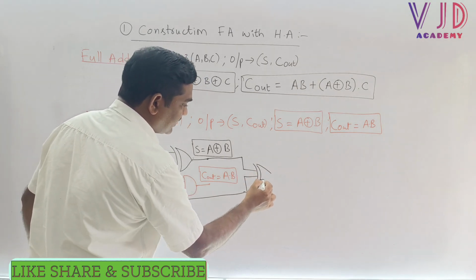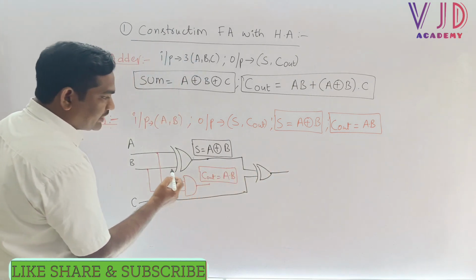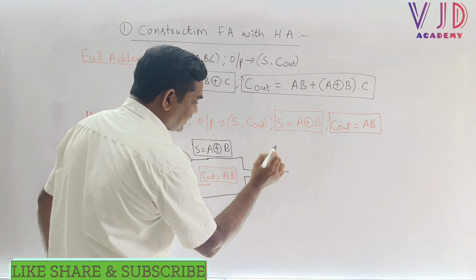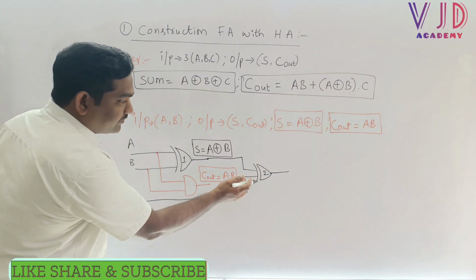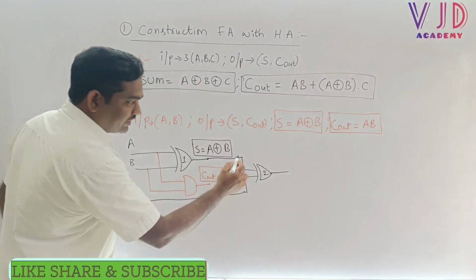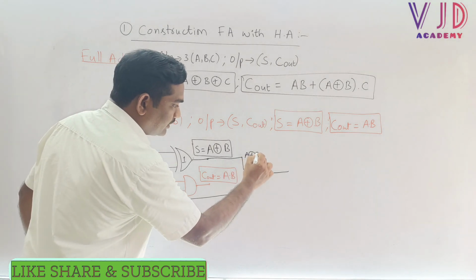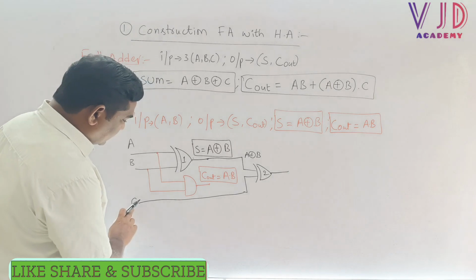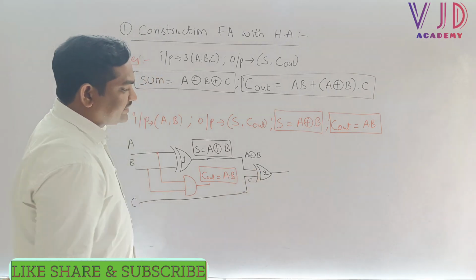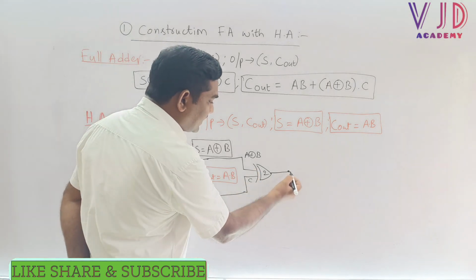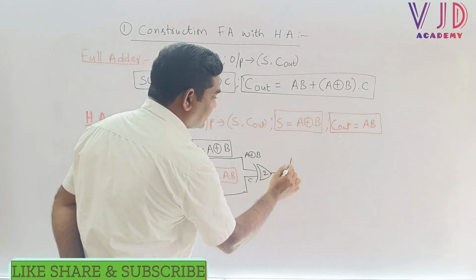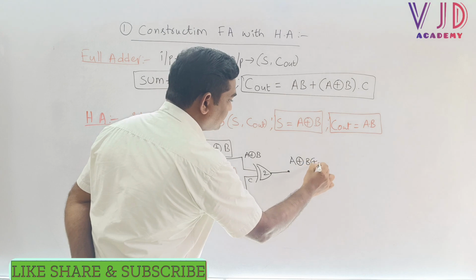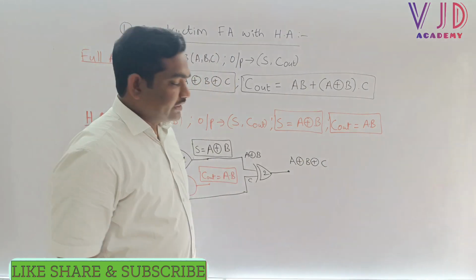Here one XOR gate, and now this is the first XOR gate and then this is the second XOR gate. What are the inputs of the second XOR gate? One input is, we can say, A XOR B, from the first XOR gate, and then the other input is C. Sir, can I say that the output of the second XOR gate is A XOR B XOR C? Yes. This is the output.